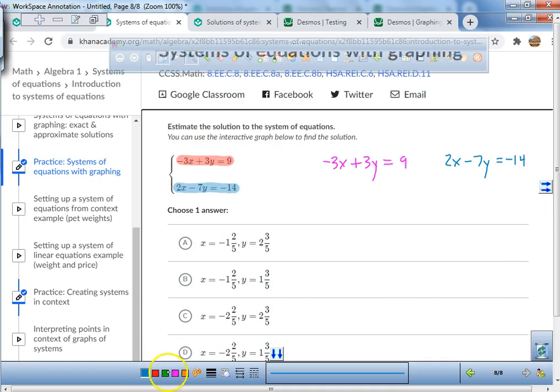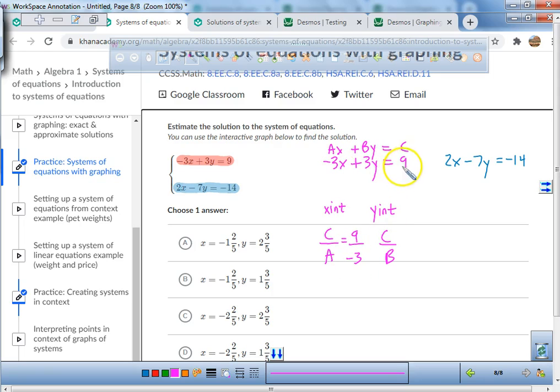Now, one thing you got to be able to do, this will be the last problem I do because I got another class coming in. I got to find my x-intercept and my y-intercept. The x-intercept is always c over a and the y-intercept is always c over b. This is in the form of ax plus by equals c. So my x-intercept is going to be 9 over negative 3.